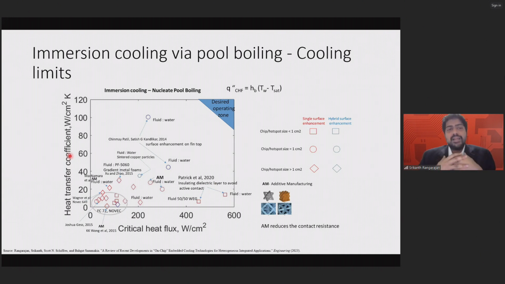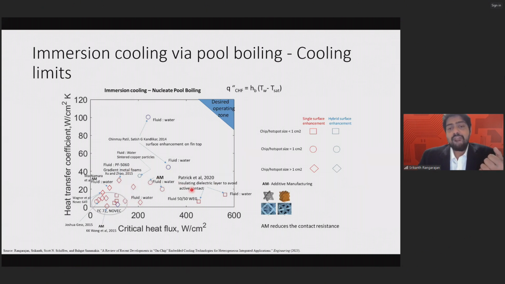So we want to maximize both. That's going to be the new age problem. And we are seeing that using liquid water is really highly efficient, because that really tops the chart. The study done by Professor Satish G. Kandlikar in 2014 shows that liquid water can reach a heat transfer coefficient of close to 100 watts per centimeter square Kelvin. But dielectric fluids are very close to 50 watts per centimeter square Kelvin, and we are getting heat fluxes very close to 150 watts per centimeter square Kelvin.